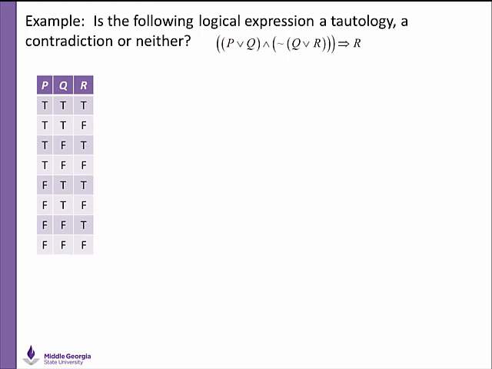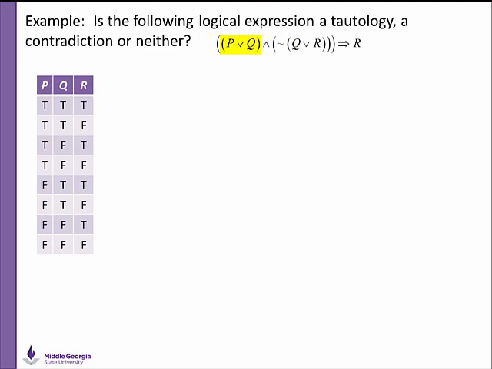Example: is the following logical expression a tautology, a contradiction, or neither? Well, we have a complicated statement there that has three simple statements, P, Q, and R. With three simple statements, we need 2 to the third rows in our truth table, and we lay them out with the first column, P, being 4 truths and 4 falses. Q, we do 2 truths, 2 falses, 2 truths, 2 falses. And in R, the third column, true, false, true, false, true, false, true, false.